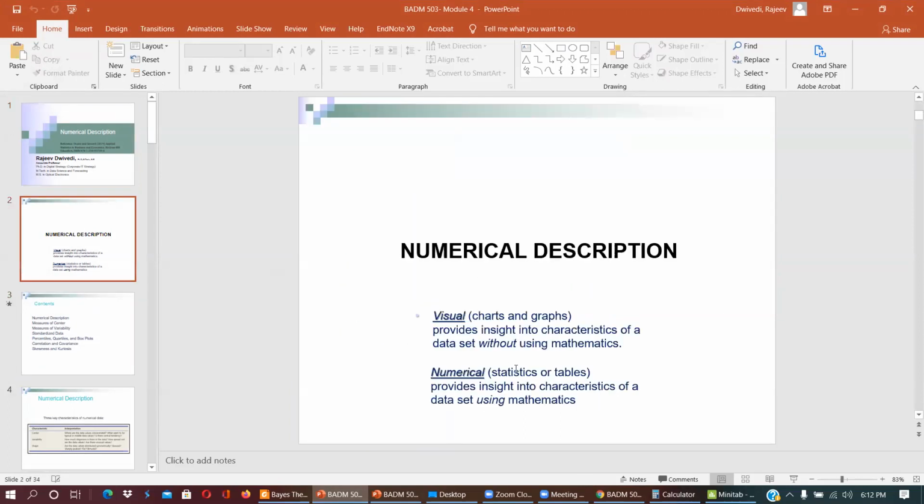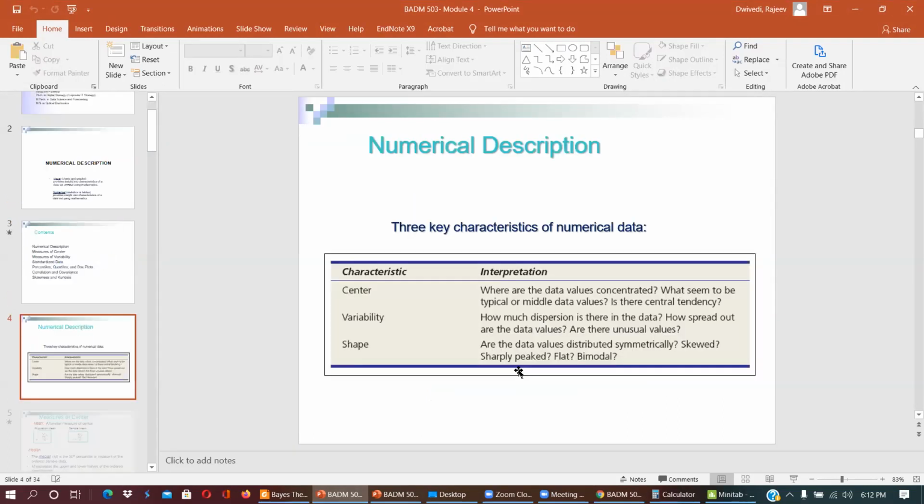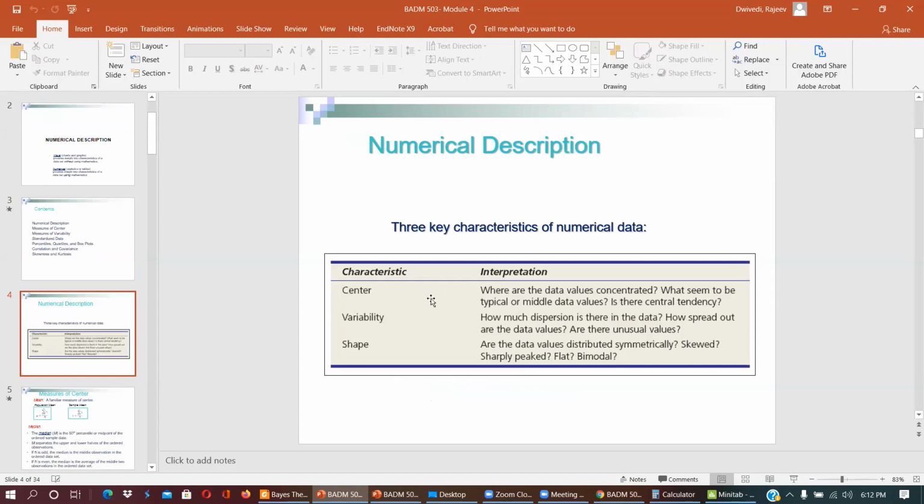One variable, only one item, is descriptive; two variables together is correlation. So again, why are we doing this? To understand where the values are concentrated, where is the center, how it is varying, what is the dispersion, how spread out the data values are, whether there are unusual values, and the shape: are the data values distributed symmetrically, skewed, sharp peak, flat, bimodal, all the things. So these are the three properties we are going to look into: center, variability, and shape.